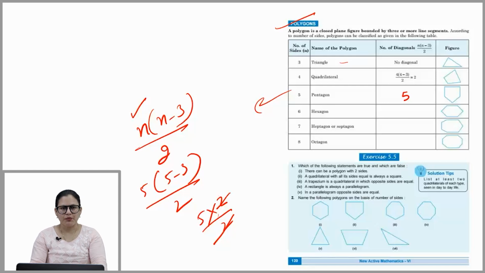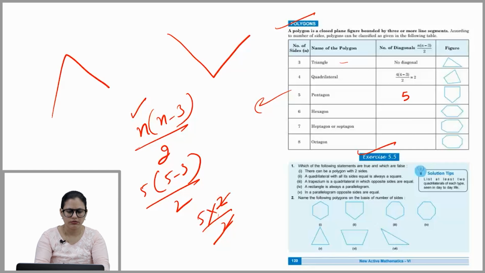Let's do exercise 5.5. Which of the following statements are true and which are false? Number 1, there can be a polygon with 2 sides. Let's try: 1, 2. A polygon is always a closed figure, so this is false. A quadrilateral with all its sides equal is always a square. Not necessarily, because it could be a rhombus. So it is also false, right?